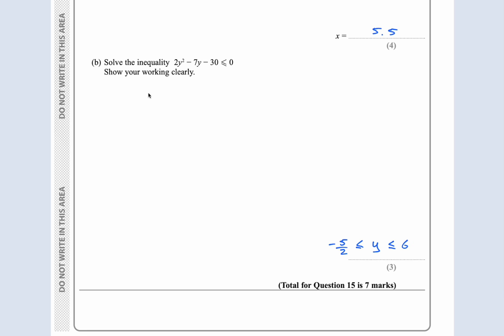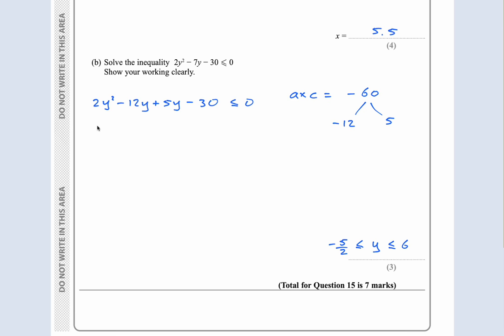So I'm going to factorize this, and you can use this, guys, to help you with the factors. The way I like to do it is I do a times c, which is 2 times minus 30, which is minus 60. And I basically need to find the factors of minus 60 that give me minus 7. Now, I know straight away, guys, it's minus 12 and 5, because minus 12 plus 5 gives me minus 7. Okay, so then I write down 2y squared minus 12y plus 5y minus 30 is less than or equal to 0.